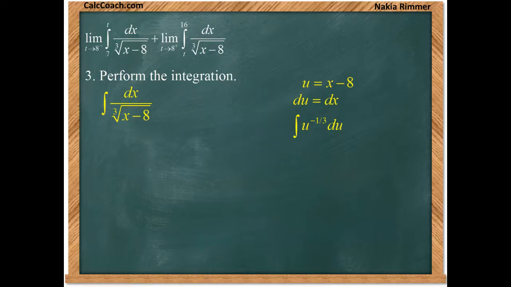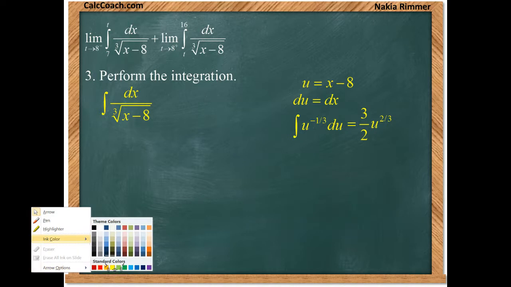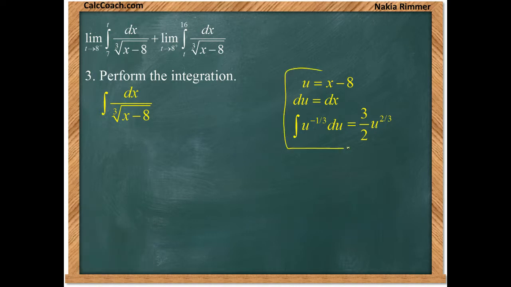Add 1 to negative 1/3 and you get 2/3. So the antiderivative of u to the negative 1/3 is u to the 2/3, but instead of dividing by 2/3, we'll multiply by 3/2. So that's just the power rule in reverse. And that's just a little scratch work off on the side to help us figure out what this integral is. Now we'll go back to our integral and replace the u with x minus 8. So we're looking at 3/2 times x minus 8 raised to the 2/3 power.